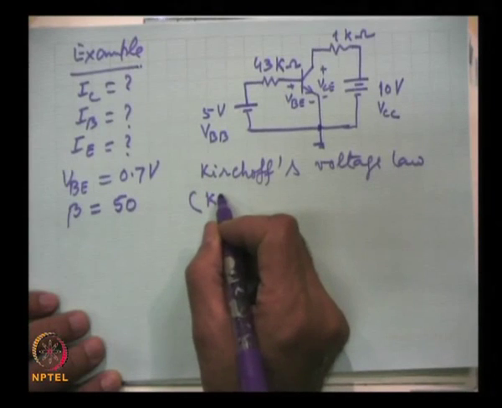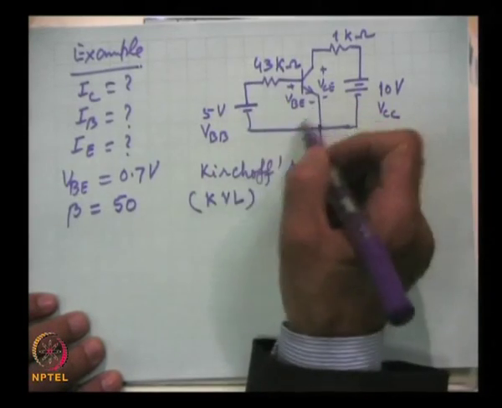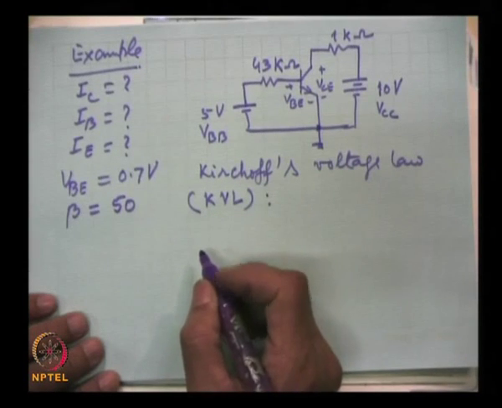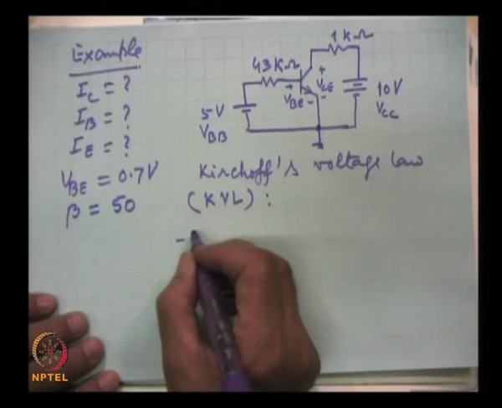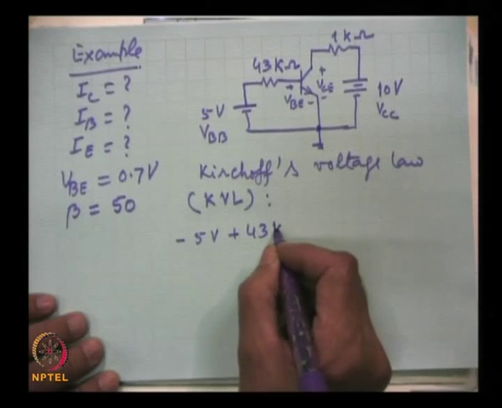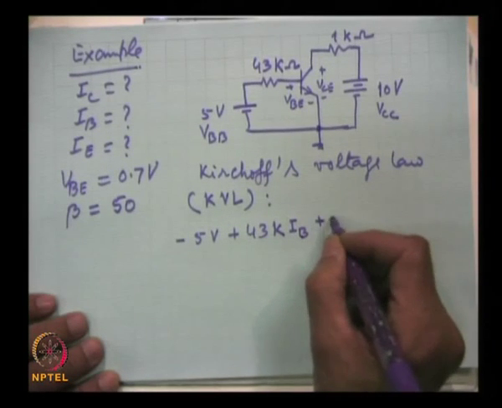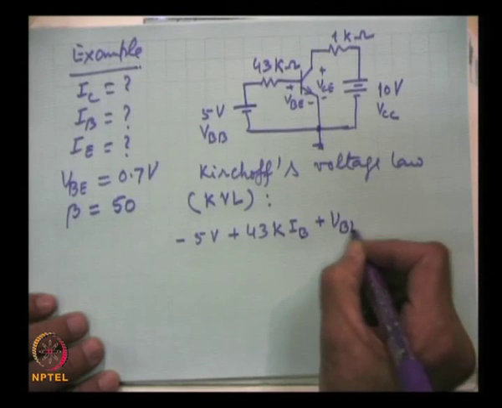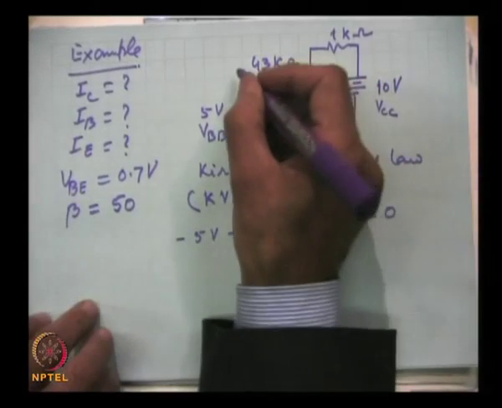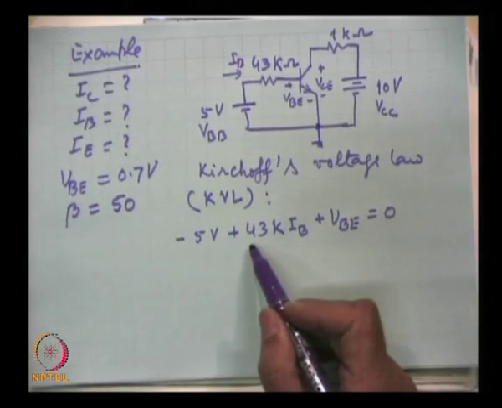popularly known as KVL, Kirchhoff's voltage law, which is the summation of voltages in a closed loop. If we write the equation, then we will get this summation. Here there is a current IB. So, the voltage drop here is 43 K times IB.